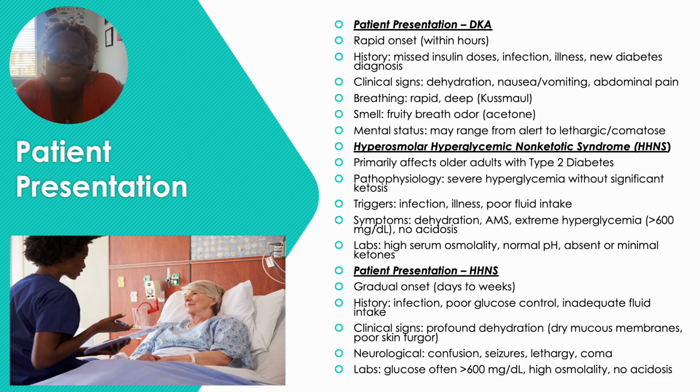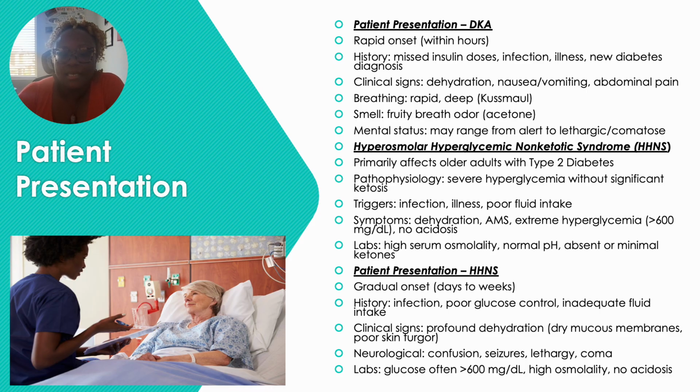With the HHNS, primarily affects older adults with type 2 diabetes. Pathophysiology, severe hyperglycemia without significant ketosis. What are some of the triggers? Infection, illness, poor fluid intake. Some of the symptoms they might present with are dehydration, altered mental status, extreme hyperglycemia, upwards of 600 milligrams per deciliter with no acidosis. Some of the labs, they're going to have a high serum osmolality, normal pH, absent or minimal ketones.